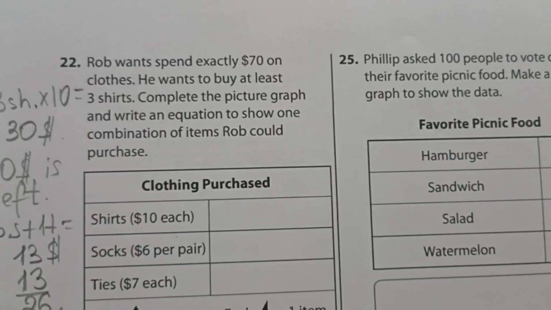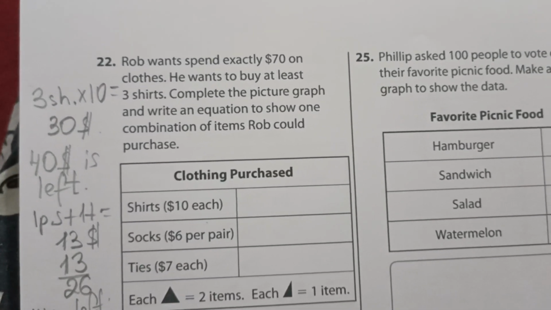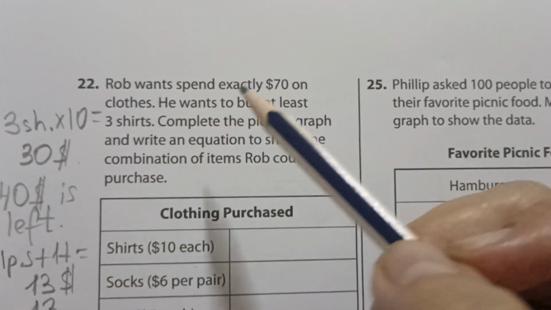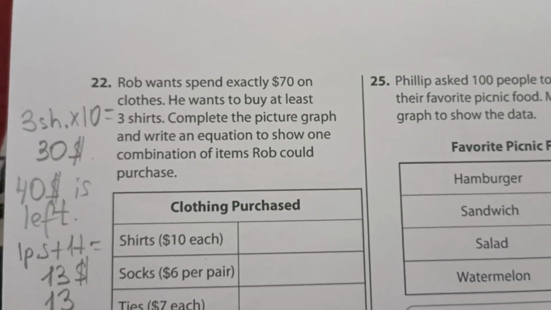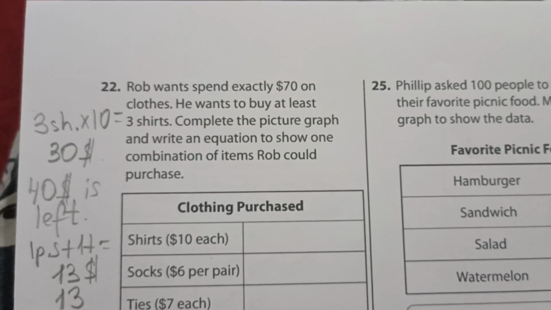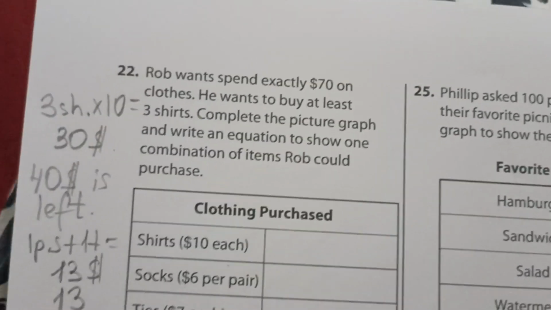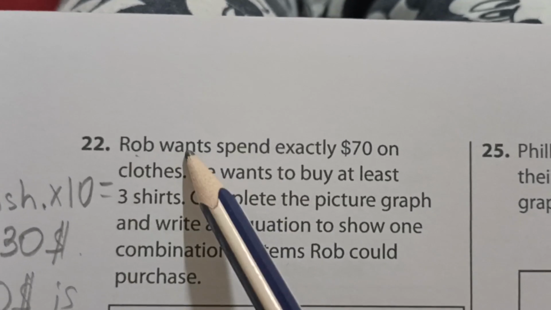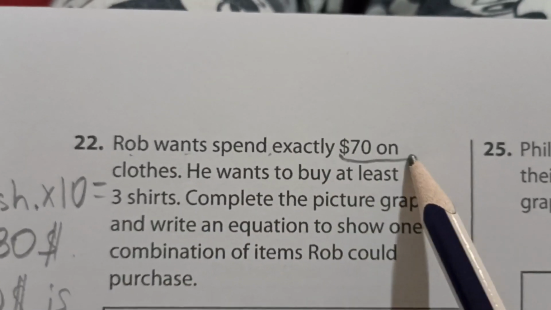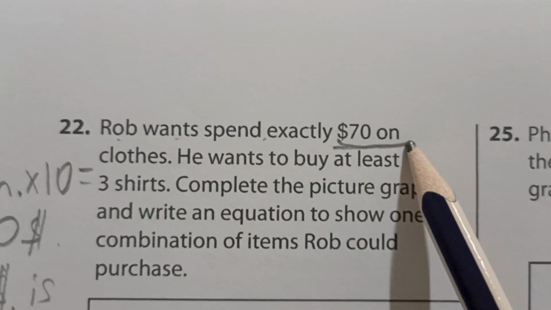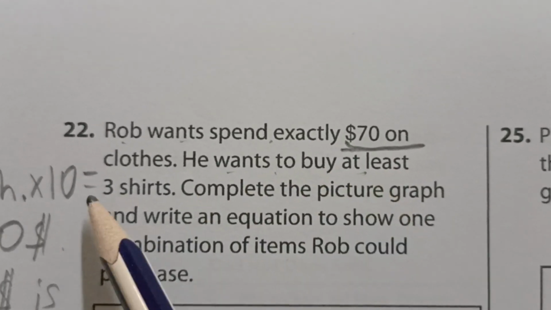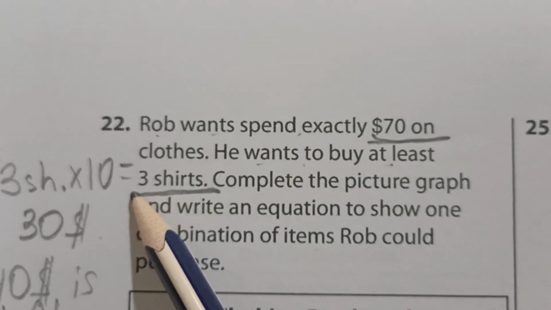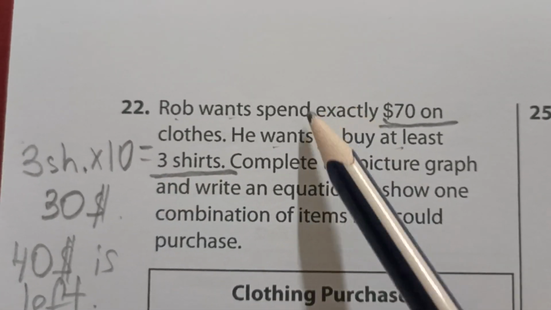Okay, that's it. Okay, number 22 is a little bit difficult task, but we just solve it for ourselves to refresh in our minds. This is mostly task about logic thinking and understanding, okay? There are no rules how to solve this task. Okay, Rob wants to spend $70. So just imagine you go to the shop, you have $70 on clothes. He wants to buy at least 3 shirts. This is what he wants. And the rest of money he can buy everything else.